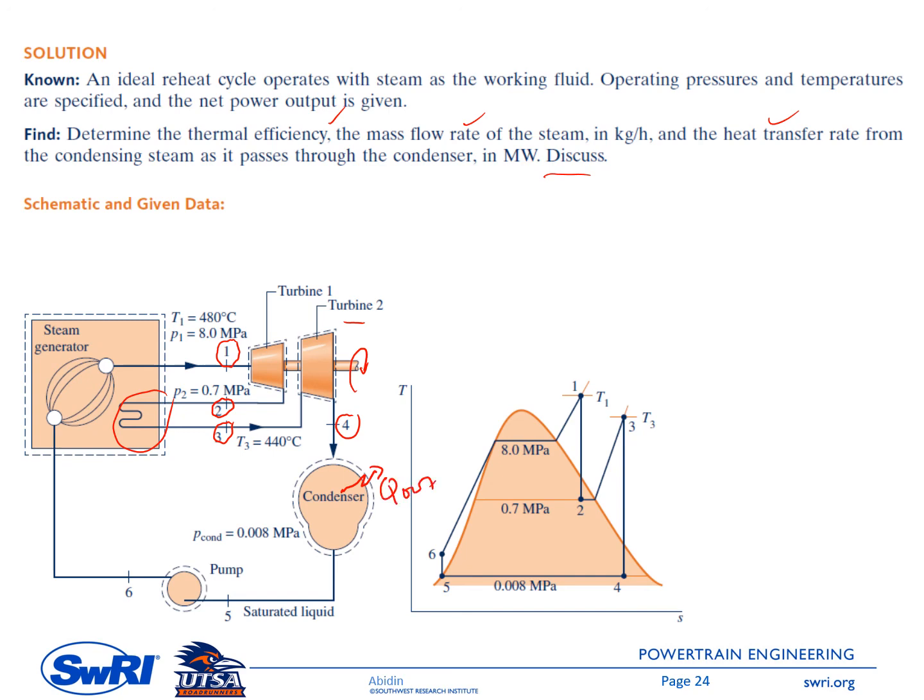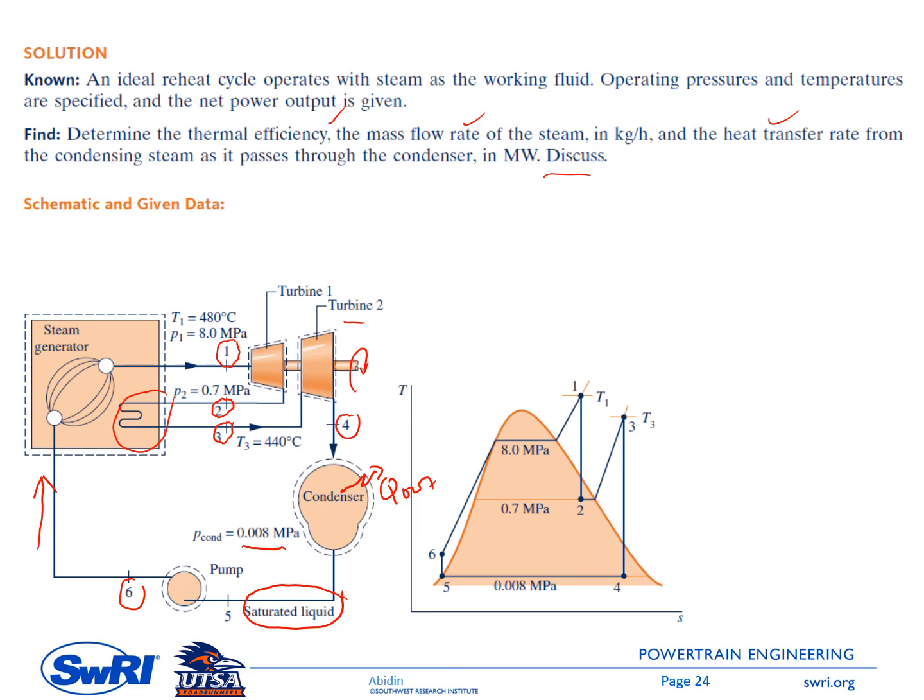And then at the exit of the condenser, it is a saturated liquid here. And then the pressure is 0.008 megapascal. And then from point 5, the working fluid is pumped to point 6, and then going back to the steam generator. So steam generator here consists of the boiler and superheater. Then the working fluid is going back again to point number 1, and so on. So therefore this will be a kind of cycle.